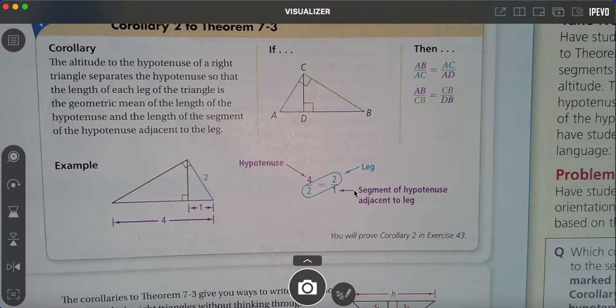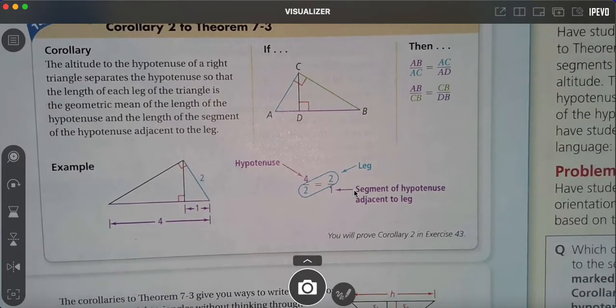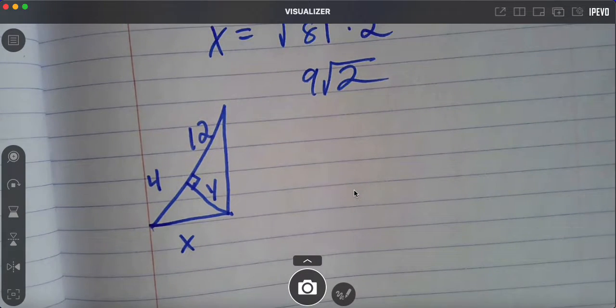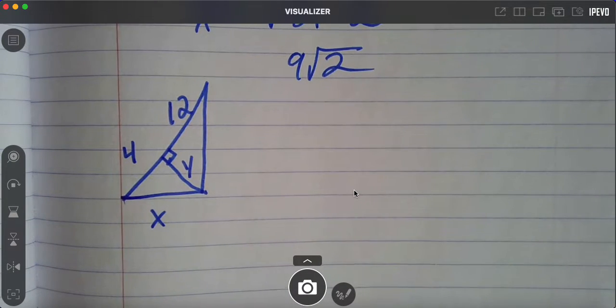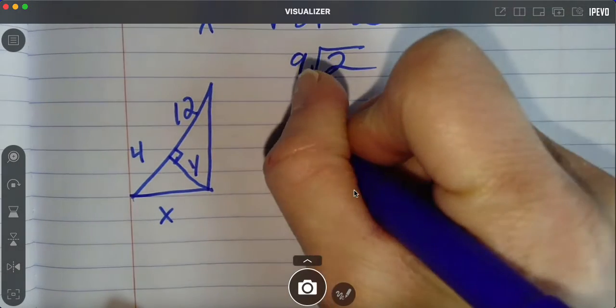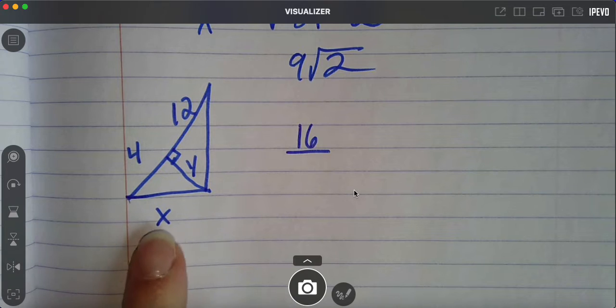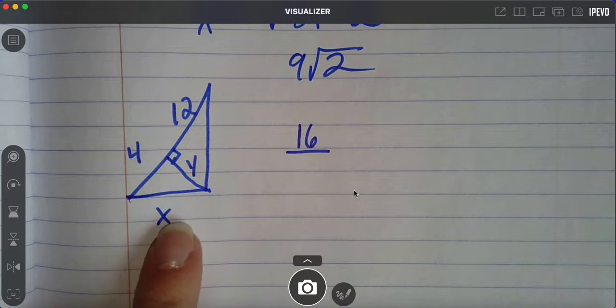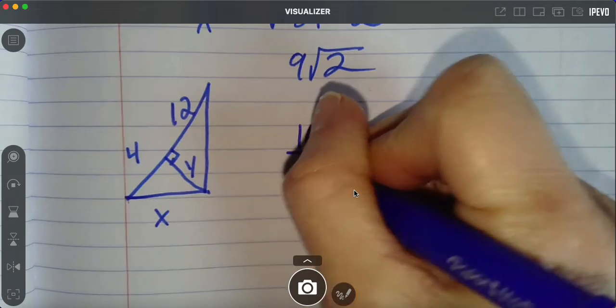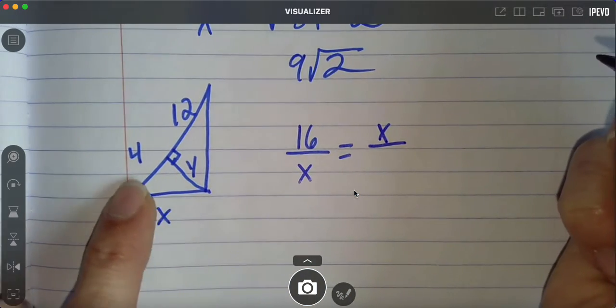And I don't really think I'll put many of these on the test, unless I can find an easier problem. All right, let's try the one that I wrote down. What's the length of that whole long side? 4 and 12, which is 16. So I have the length of the whole side, and I put that over this little side X. It's like a geometric mean.